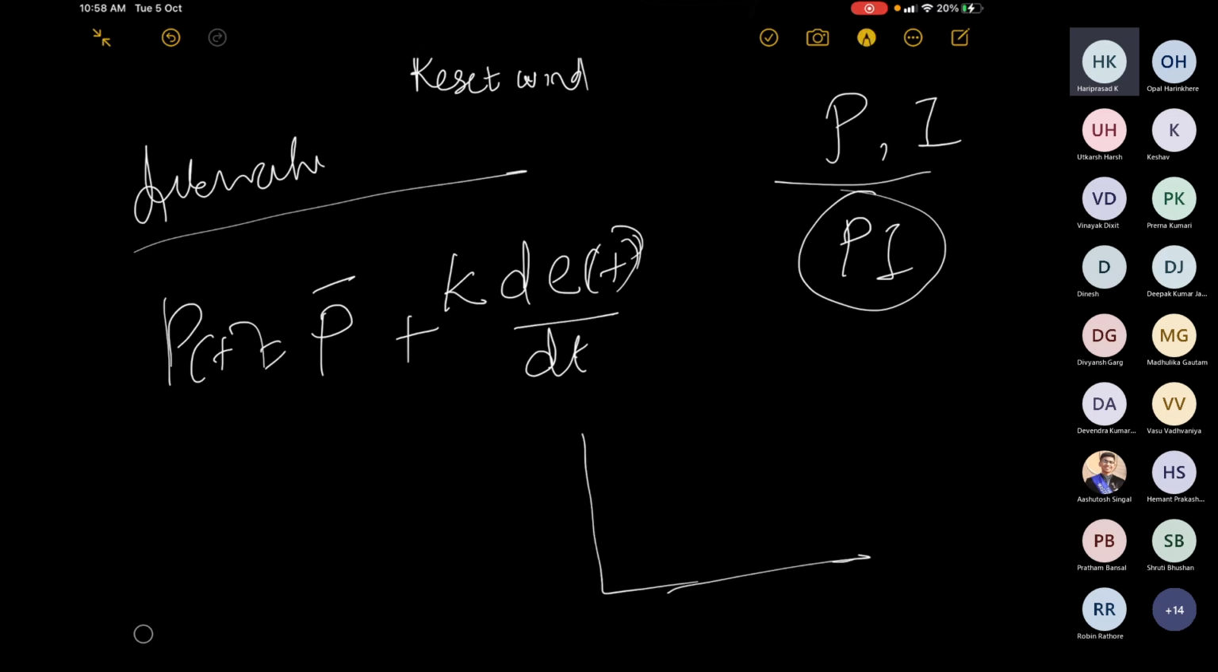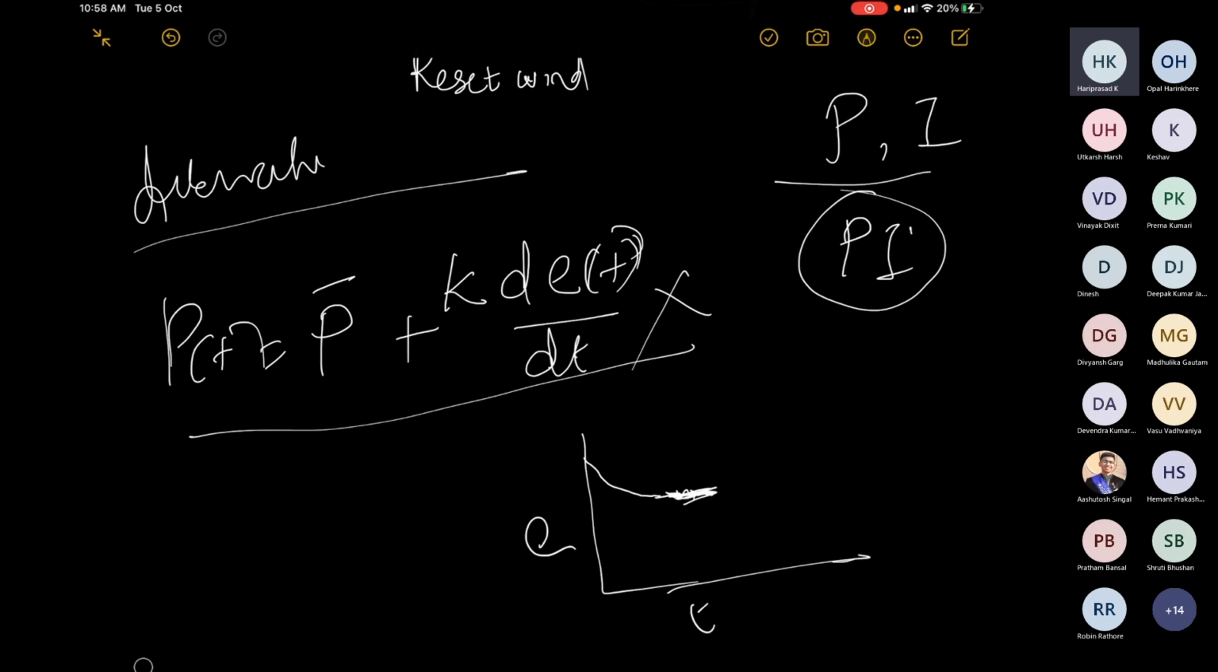So let's say you look at the error profile, E versus t, and initially there is a change, and at some point the error happens to be a little bit constant. Then your derivative action is going to be 0. So it is not useful to use the derivative action alone, because whenever the rate of change of error is 0, even if it did not reach the set point, the contribution from this term would be 0.